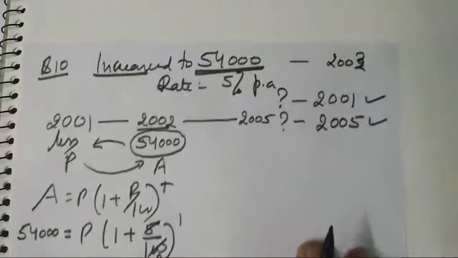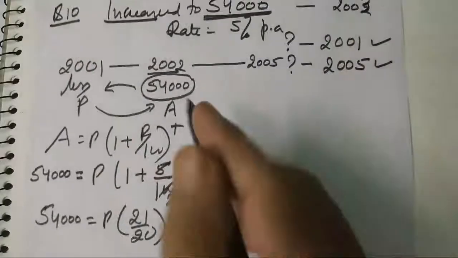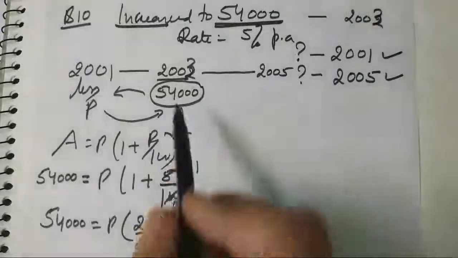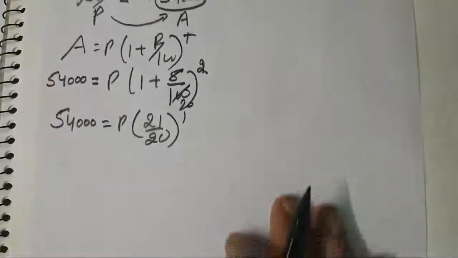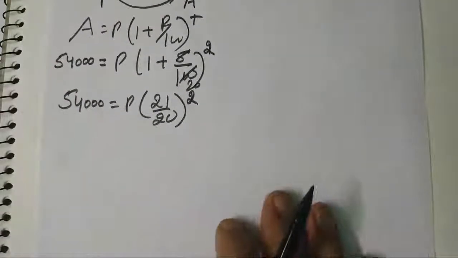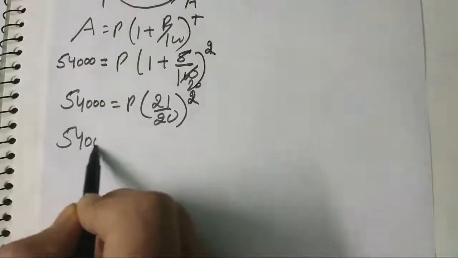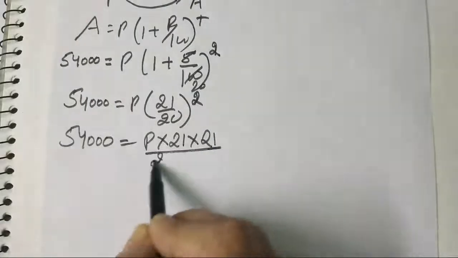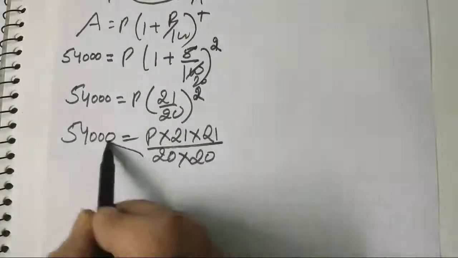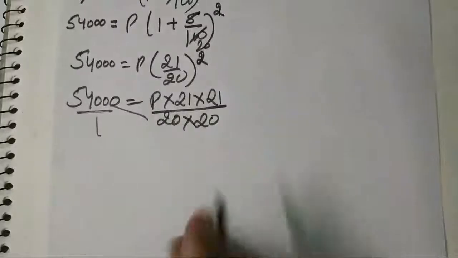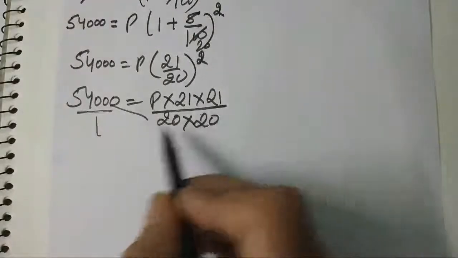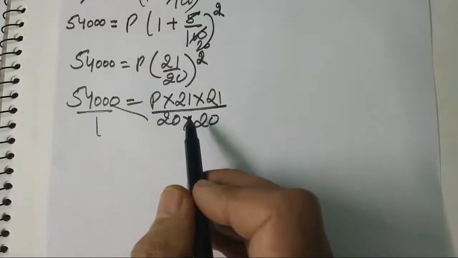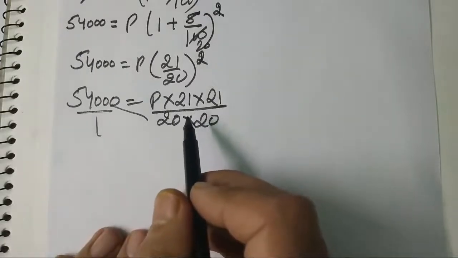No, this is 2003, sorry. So this is 2003. 2003 means there is a gap of 2. So this will be 2 here and this will be 2 here, and then 54,000 is equal to P into 21 into 21 upon 20 into 20. Now you will cross multiply.